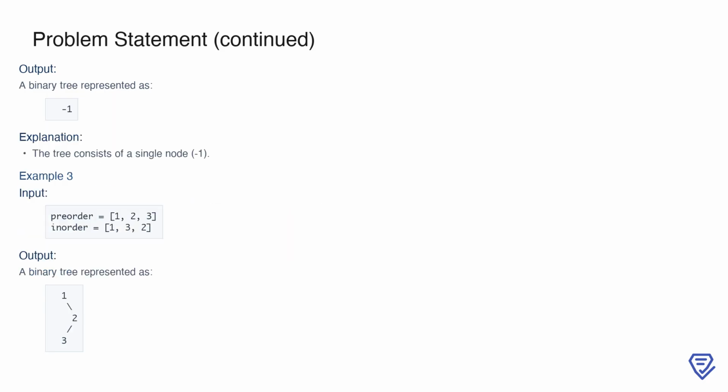In the second example, the input is preorder equals -1 and inorder equals -1. The output here is a binary tree with just a single node, -1. Since there is only one element in both arrays, this single value represents the root, and the tree does not have any left or right children. This highlights the simplest case where the tree consists of just one node.